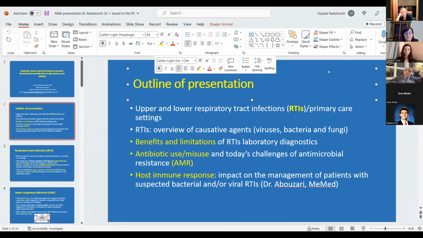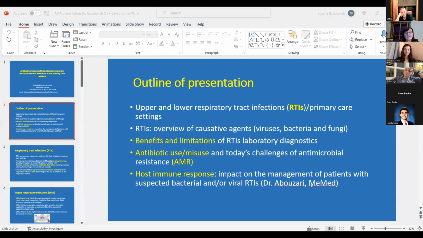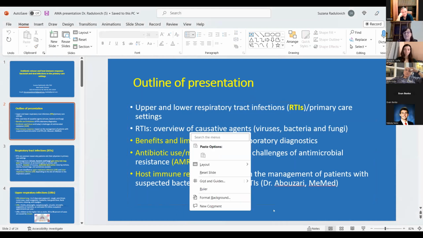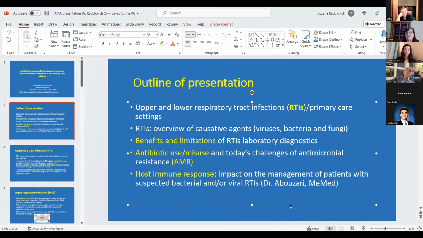I will talk about the benefits and limitations of RTI lab diagnostics. Then we're going to talk about antibiotic use, misuse, and today's challenges of AMR, or AR, so-called. And in the end, we're going to touch on the host immune response and 3 proteins that can be used as diagnostic tools to help in primary care and hospital settings in distinguishing bacterial and viral RTIs. I strongly encourage you to stop me at any time during the presentation with your questions.